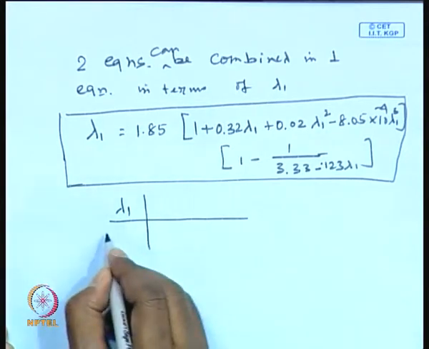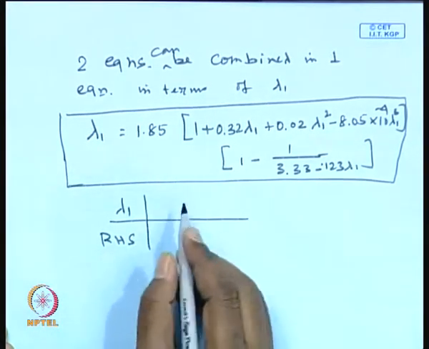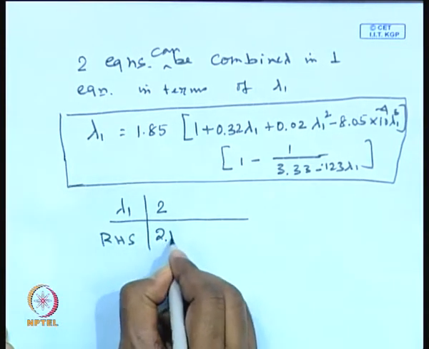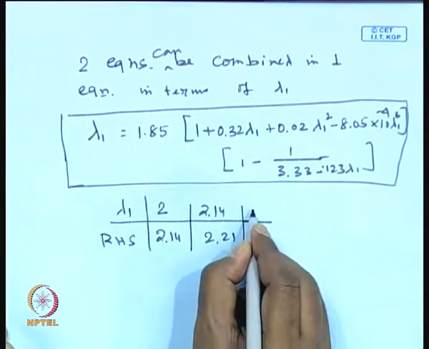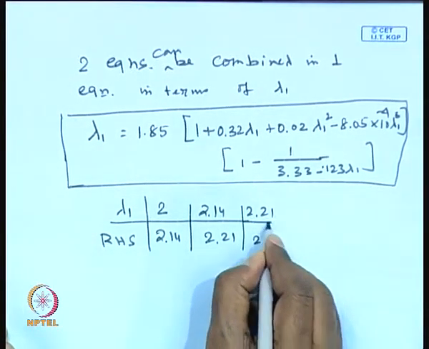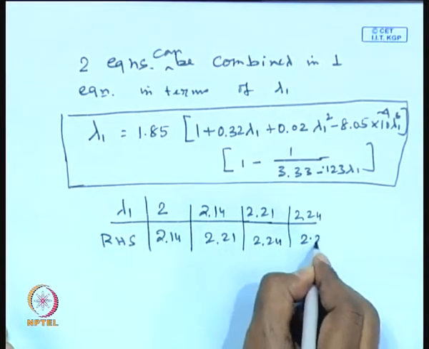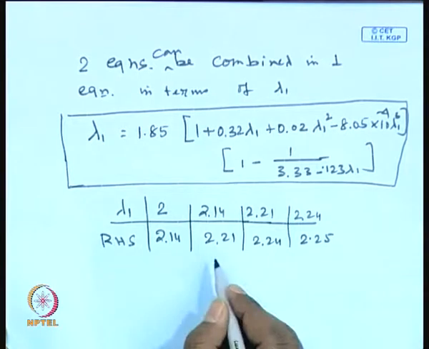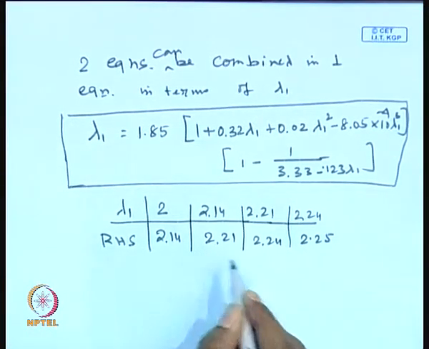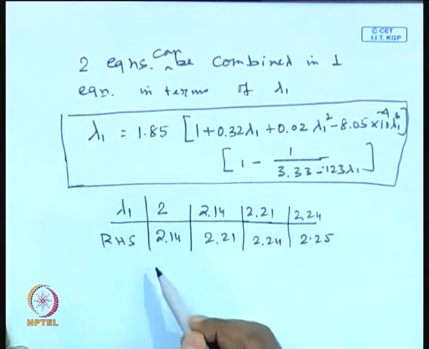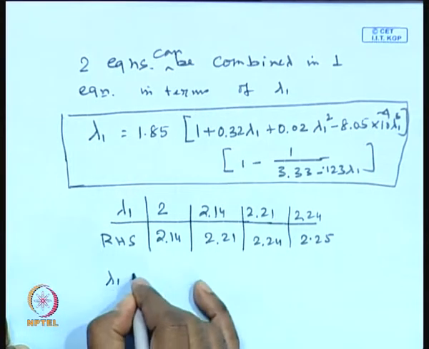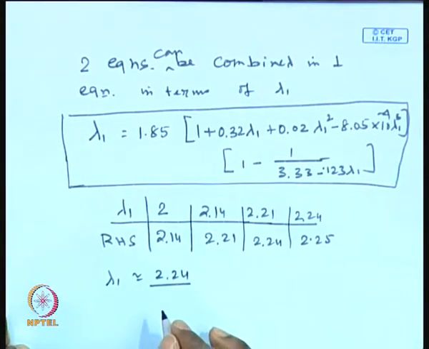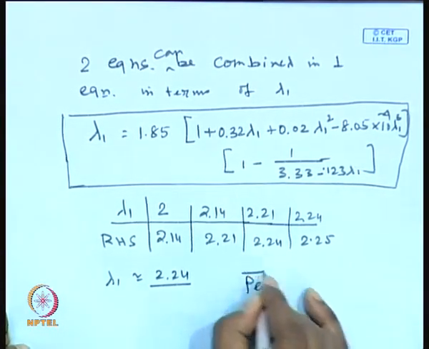That is the idea. If you select lambda 1 as 2, the right hand side comes out to be 2.14. If you select 2.14, it is 2.21. If you select 2.21, it is 2.24. If you select 2.24, then it will be 2.25. This is called a successive substitution technique. You guess a value of lambda 1 and put it there, and the converged value will be around 2.24. If we select that, then you can calculate the length averaged permeate flux.